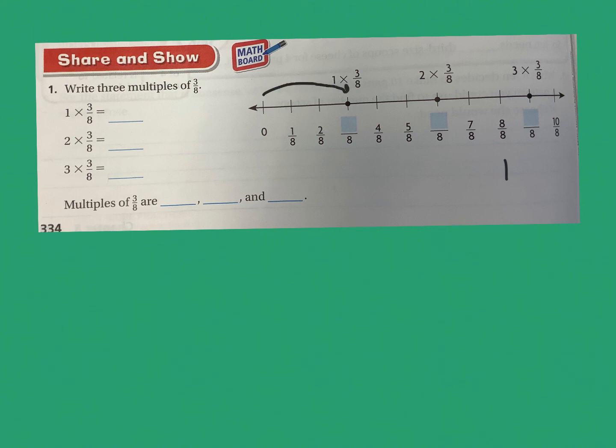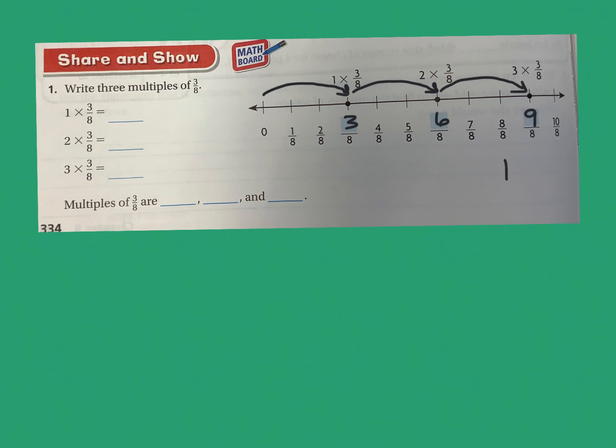We can even do the arrows if that is helpful to you. 1, 2, 3, 4, 5, 6, 7, 8, 9. Oh, these aren't here. 3, 4, 5, 6, 7, 8, 9. These are all multiples. This one, this one, and this one are multiples of 3 eighths.